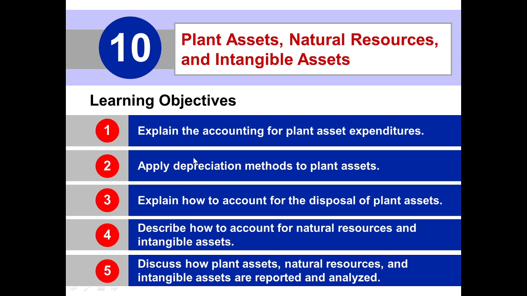Objective number 1, explain the accounting for plant asset expenditures. Objective number 2, apply depreciation methods to plant assets. Objective number 3, explain how to account for the disposal of plant assets. Number 4, describe how to account for natural resources and intangible assets. Learning objective 5, discuss how plant assets, natural resources, and intangible assets are reported and analyzed.